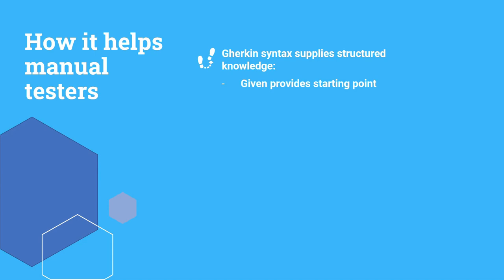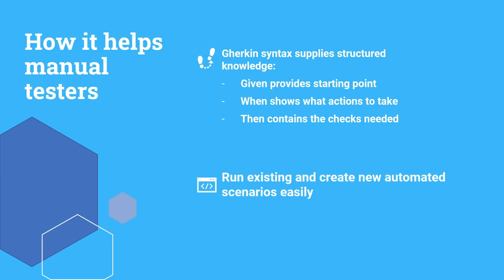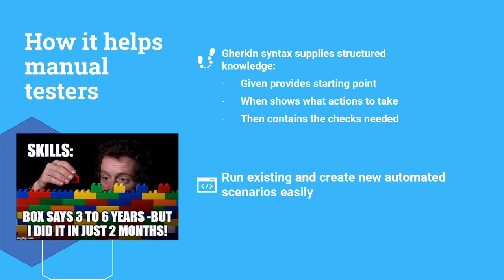The given section should provide a starting point with prerequisites and other general setup steps. The when section shows in a sequential way what actions you need to do with your software. The then section contains all the checks you need to perform in order to verify that the behavior you are checking has been fulfilled successfully. It also enables them to run the automated scenarios easily after setting up the framework. What's more important, however, is that they can also start writing their own scenarios by using the steps already implemented, just like you would start building a Lego structure with existing blocks.